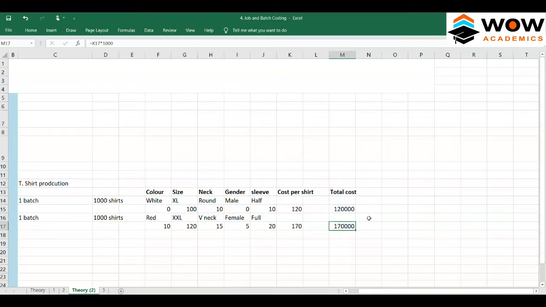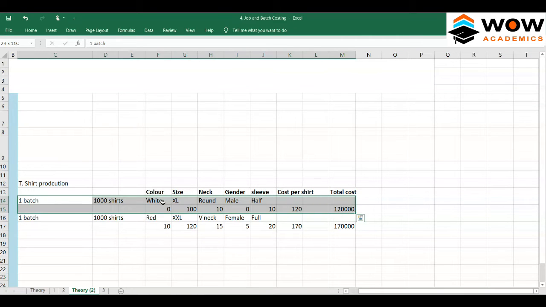So you can look at the logic here. Within the batch, all these 1000 products are the same, but between this batch and this batch, they are not the same. So that is the unique problem in batch costing. In batch costing you have to cost every batch. Costing happens at every batch level. We can't produce 2000 shirts and find out the value.